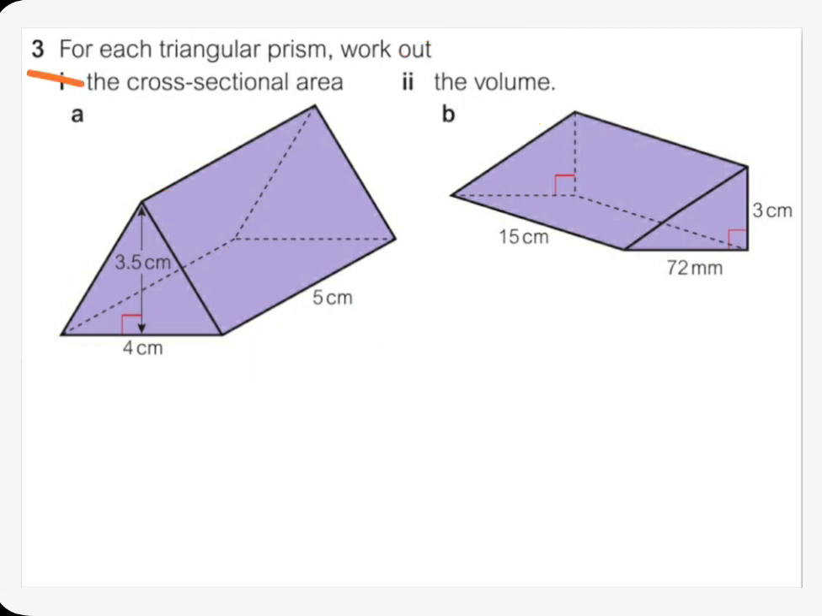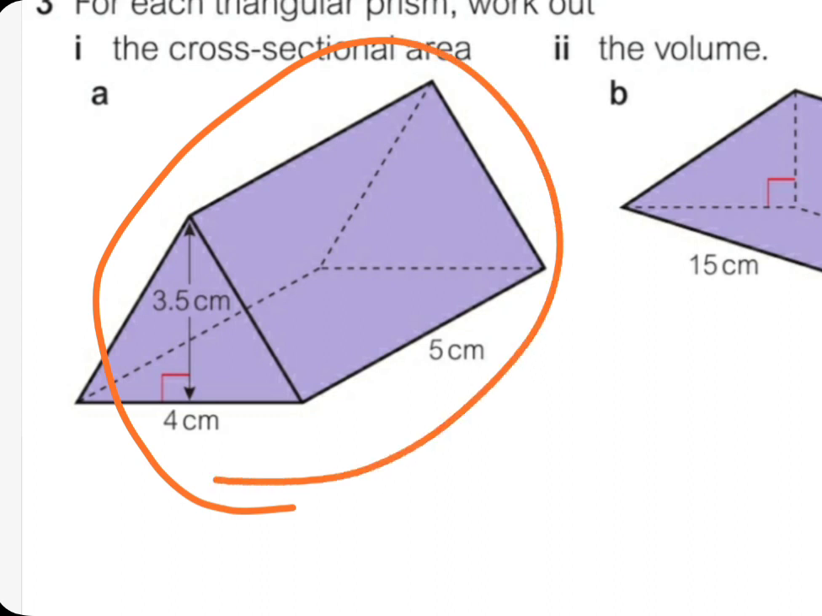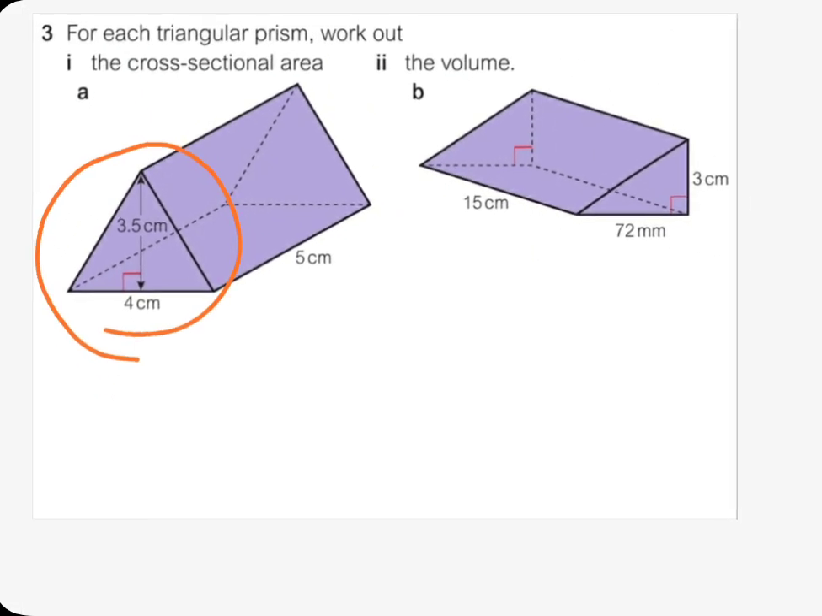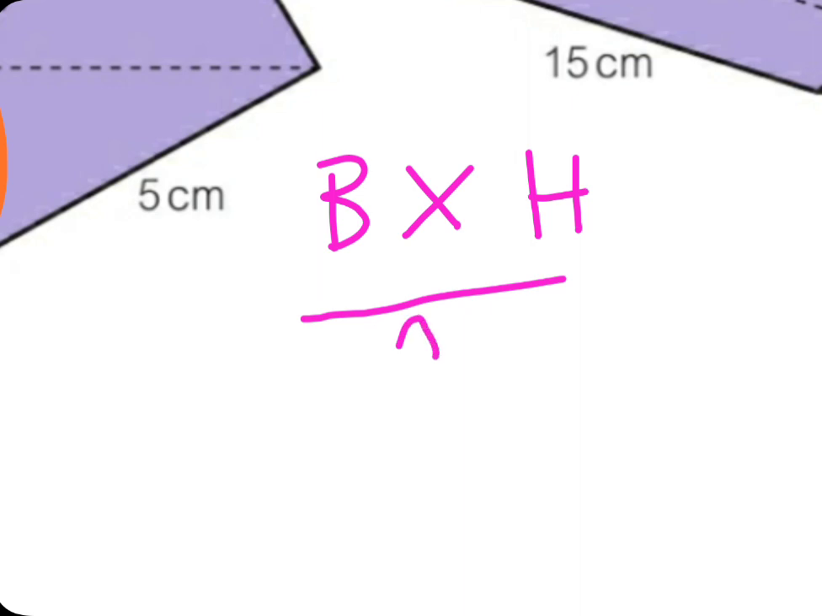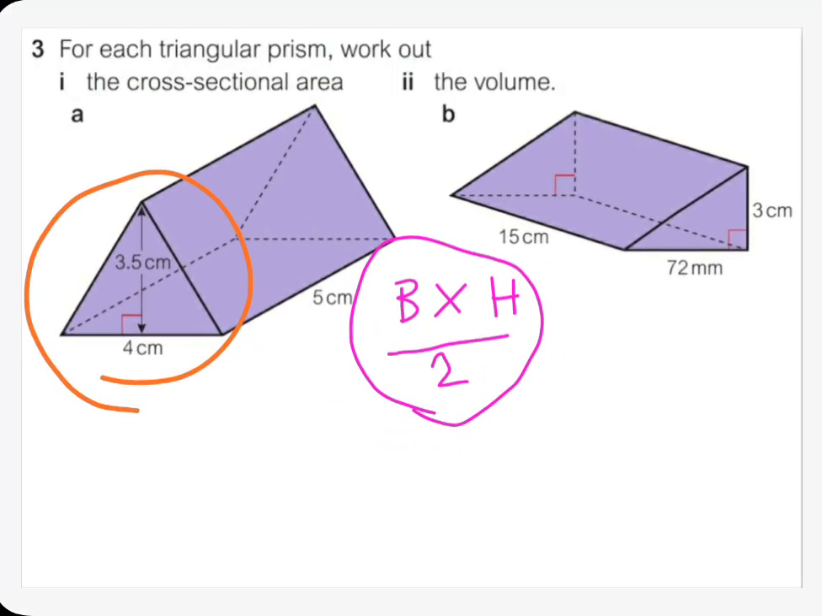Now, let's start with number 1, the cross-sectional area. In this question, what is the cross-section? In this prism, it's a, very good, triangle. So the triangle here is the cross-section. And we understand that the area of a triangle has a formula. Do you remember it? Very good. It's base multiplied by height divided by 2. So the first step is to write the formula. After you write the formula, you start answering the question.